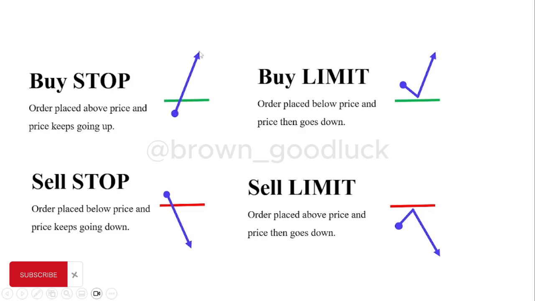Now, buy limit is where you place your order below price. Remember, this is where price was here, so you placed it here so that once price gets to this point, it should pick me up. Now, this is where price is, and you place an order here so that once price gets to this point, it should pick you up. Right? This is called buy limit.